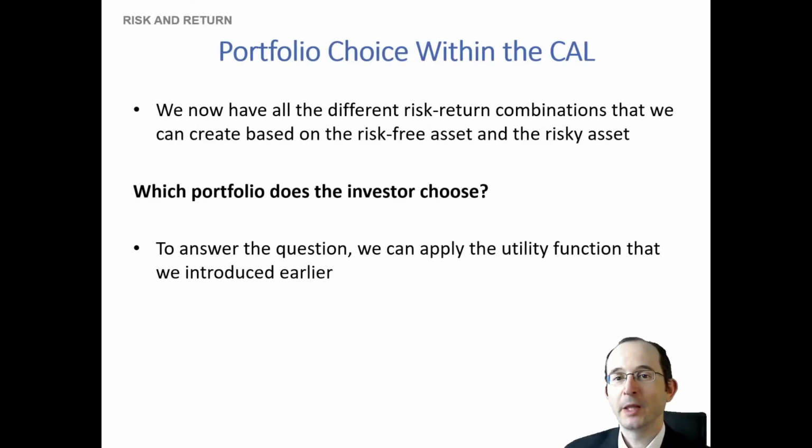So now we've mapped out the different possible combinations of risk and return on the capital allocation line. We now know that these are going to be linear combinations. So the outstanding question is then, what portfolio will the investor choose? And we answer it in the same way that we have begun to answer questions about portfolio choice, which is using a utility function.